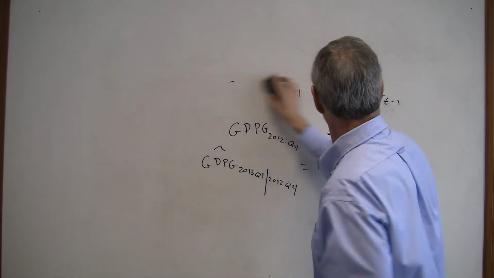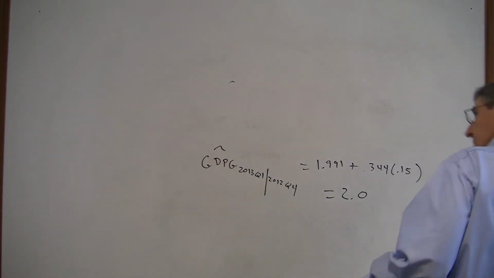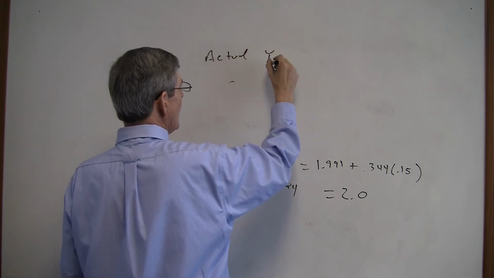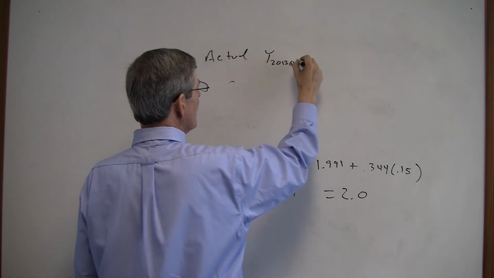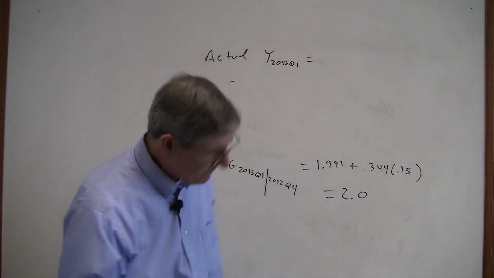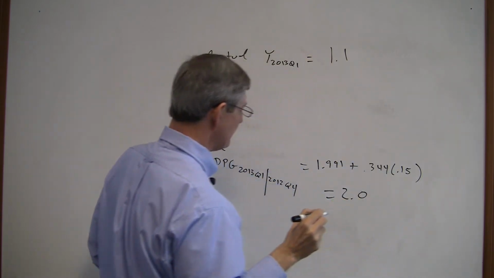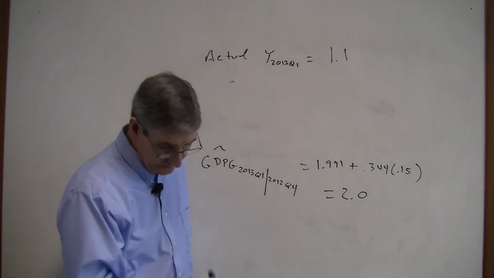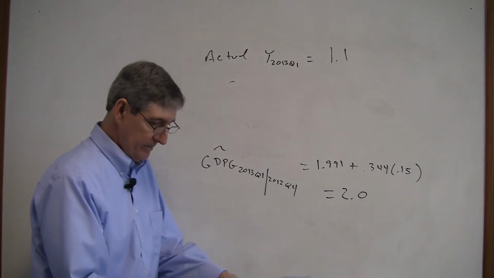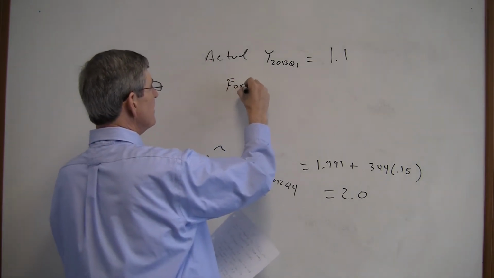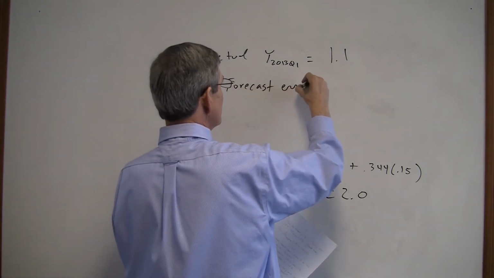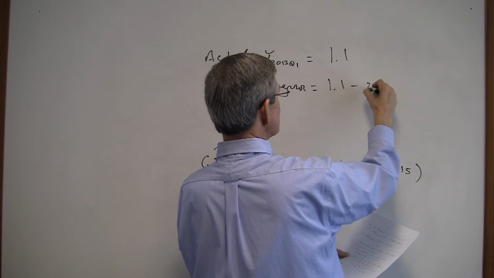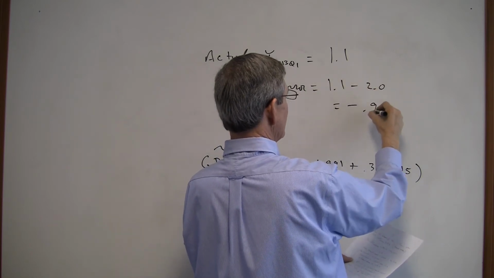The actual Y2013Q1 was, what was it, 1.1%? 1.1%. And so your forecast error would be what? So the forecast error would be equal to 1.1 minus 2.0, actually minus 0.9%.